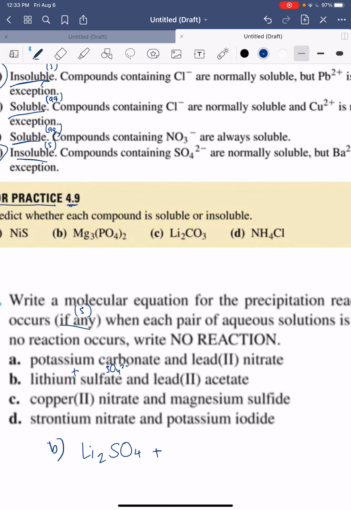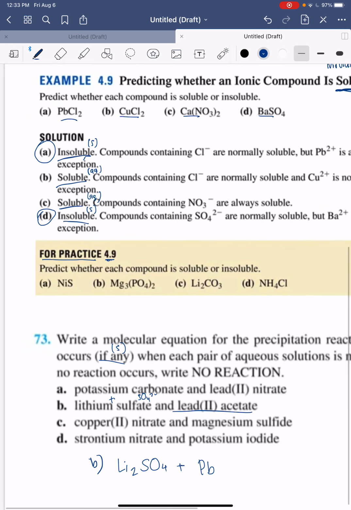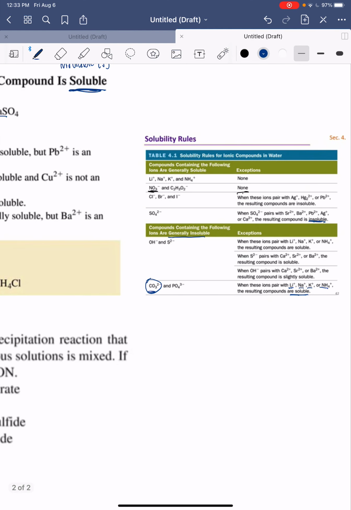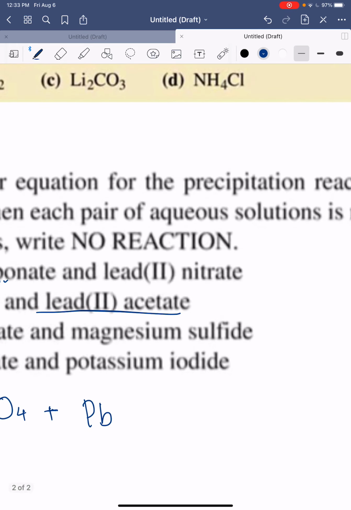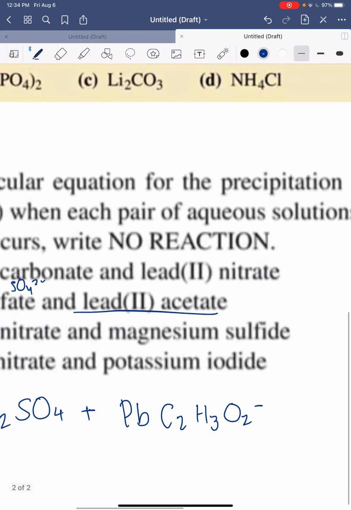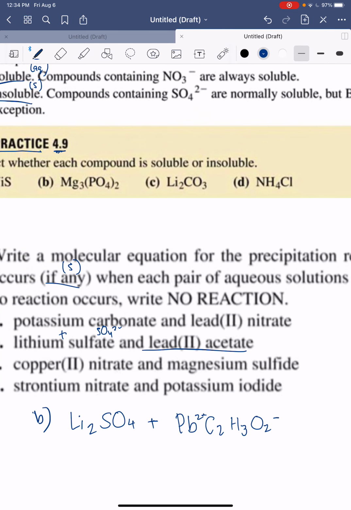We have lead 2 acetate. Acetate, I always forget what it's written as. Let's see if it lists it. It's right here, C2H3O2. That was one that was always hard for me to remember. But acetate's a -1 charge, and lead is clearly a 2+ charge, like the previous example. If we drop down the charges to the opposite sides, we get Pb(C2H3O2)2. There's a parentheses around acetate because it gets that subscript 2 from lead's 2+ charge.